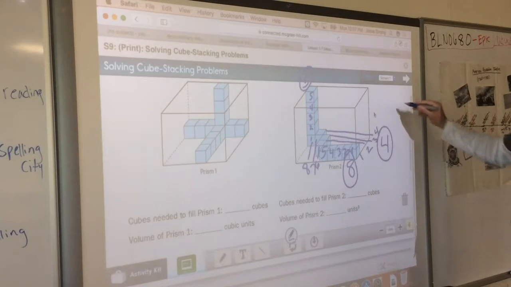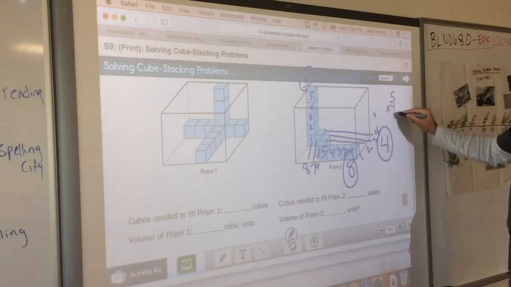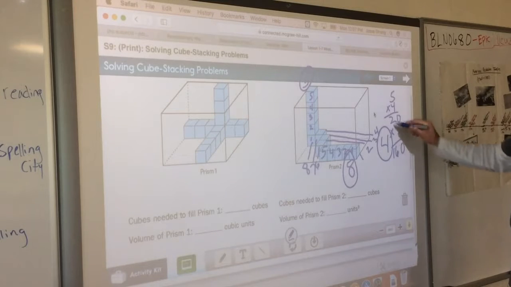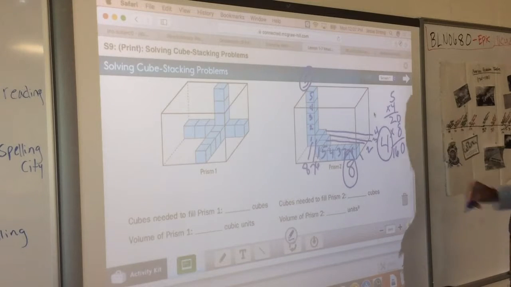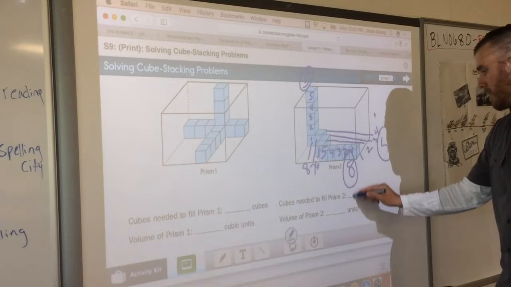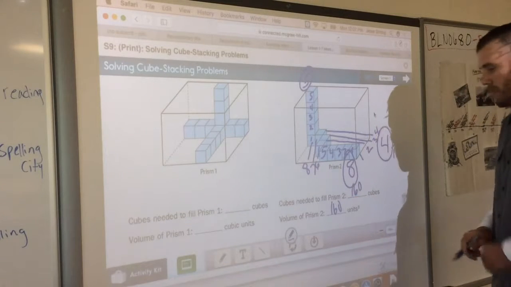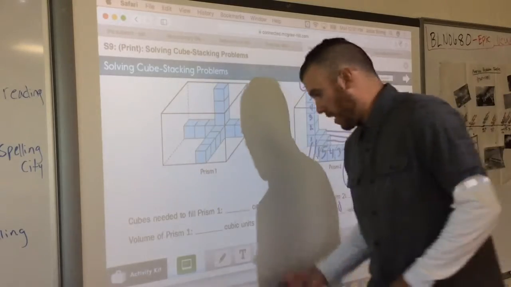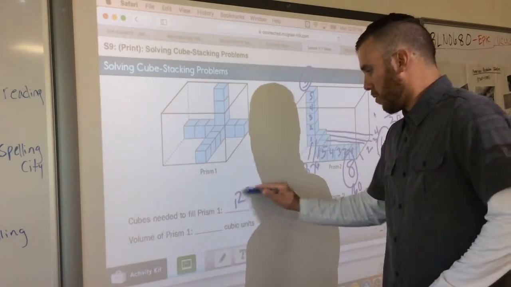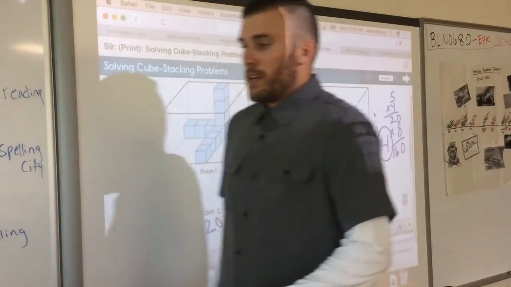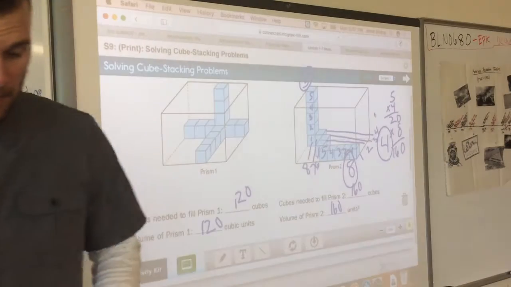So let's do our small numbers first. 5 times 4 is 20. 20 times 8 is 160. 2 times 8 is 16. Add your 0, you got 160. So it takes 160 cubes. Volume of prism 2 is 160 units. See how that's done. This one was 120, 120. Okay, that is how you do page 18.